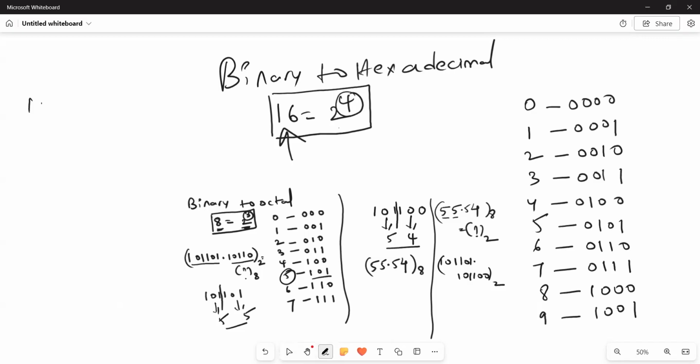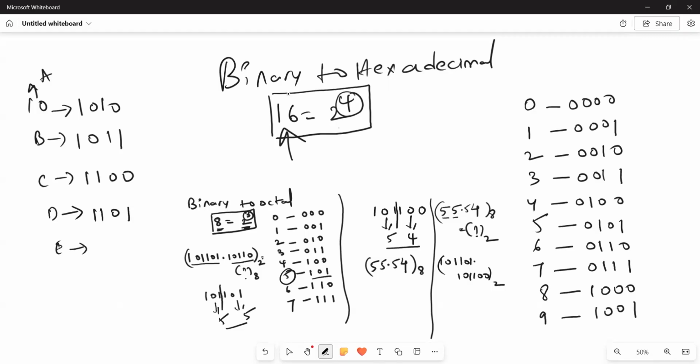After that, 10 is represented as 1010, so 10 is nothing but A. B is 1011, C is 1100, D is 1101, E is 1110, and F is all ones. Like the previous table, which you follow for the conversion from binary to octal and octal to binary, like that, you can follow this table from binary to hexadecimal and hexadecimal to binary.